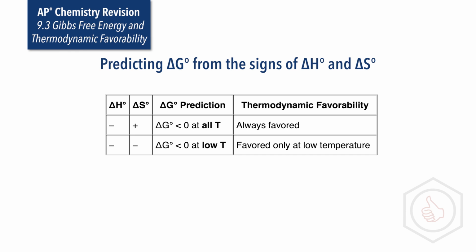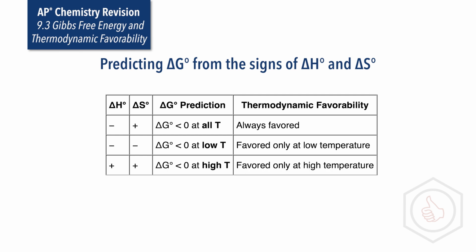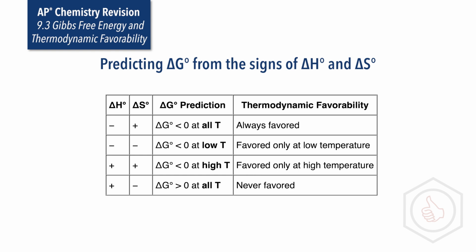If delta H standard is positive and delta S standard is positive, now delta G will only be less than 0 at high temperatures, meaning the reaction is only thermodynamically favorable at a high temperature. And finally, if delta H standard is positive and delta S standard is negative, then delta G will always be positive, regardless of the temperature, so the reaction or process is never thermodynamically favorable.